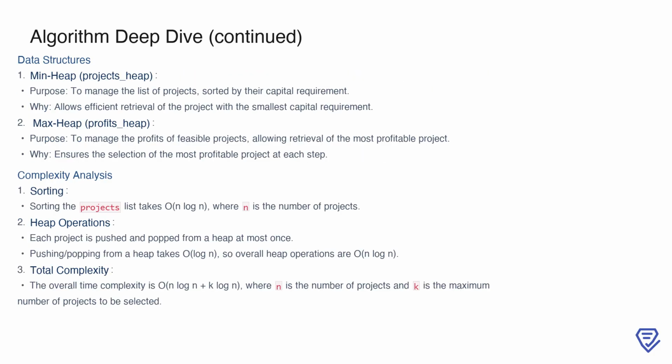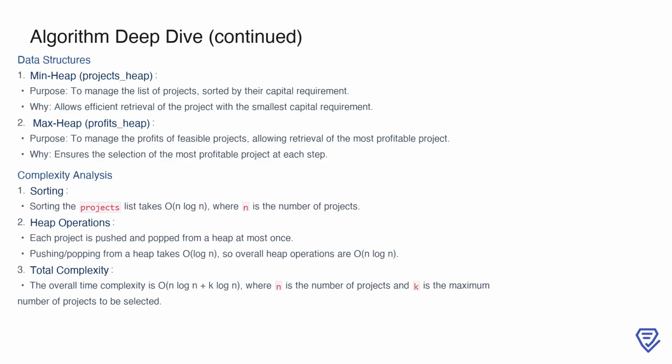The primary data structures used in this algorithm are the min-heap and the max-heap. The min-heap, or projects_heap, is responsible for managing the list of projects sorted by their capital requirements. This allows us to efficiently retrieve the project with the smallest capital requirement. The max-heap, or profits_heap, manages the profits of feasible projects, ensuring that we can always select the most profitable project at each step.